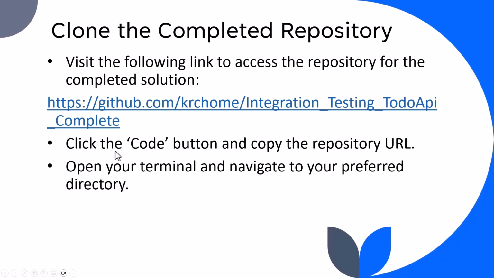and click the code button, which I just showed you, then you open your terminal and navigate to your preferred directory and run git clone. This is the command on your preferred directory on your Windows command prompt or terminal. PowerShell, you can go for PowerShell. Okay, and you can run git clone with the repository URL that you have already copied.